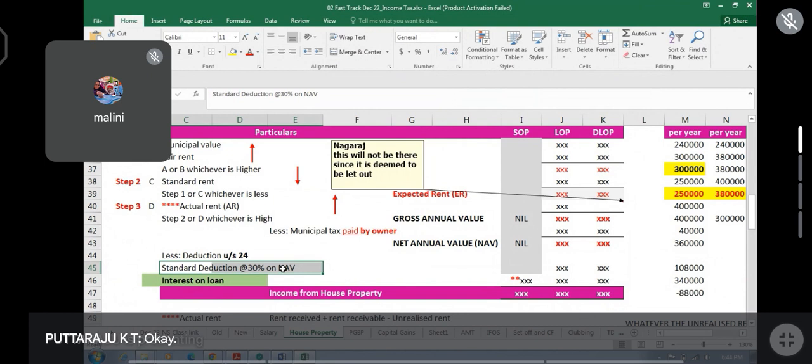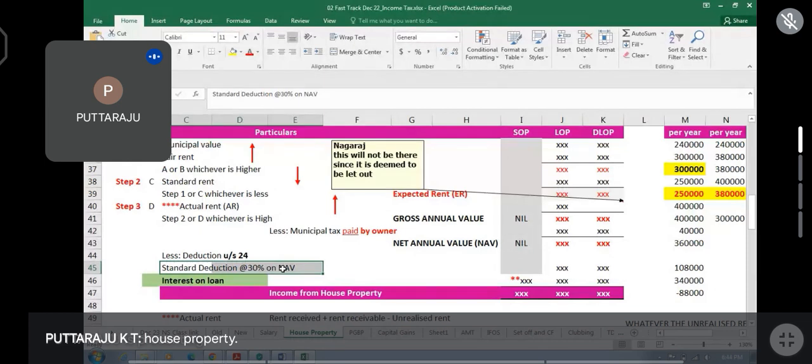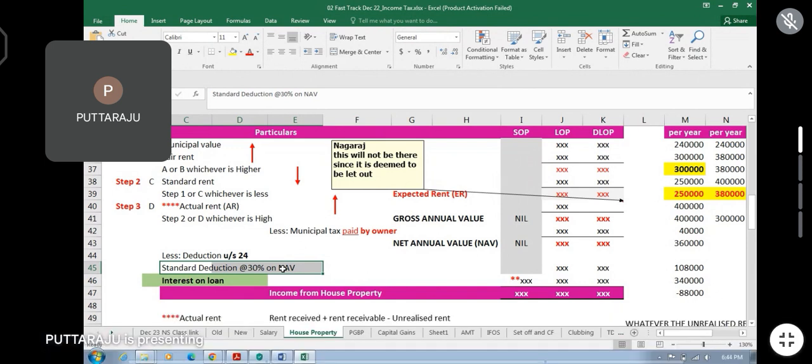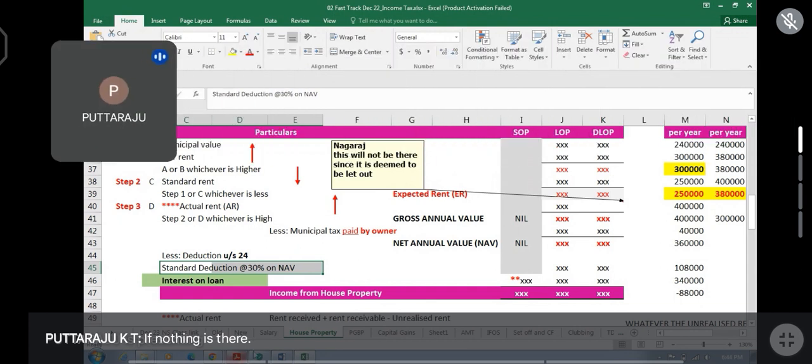Okay. There ends the theory part of house property. Any doubt in this? Whatever we have discussed so far? If nothing is there, shall we go to problems?